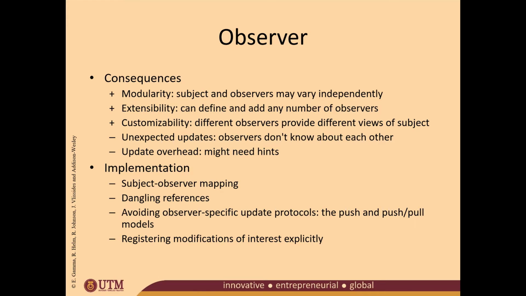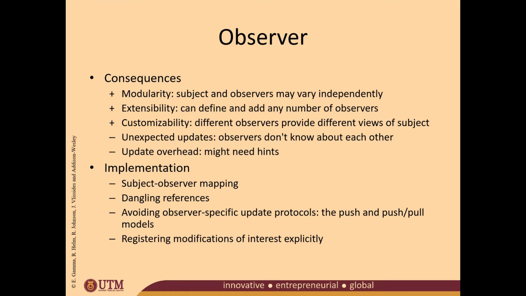The consequences: there are, of course, good and bad consequences in the Observer pattern. The good consequences: it applies the modularity design principle. Subject and observers may vary independently. They do not have to be an instance of, or implement, type relationships. Then extensibility: you can add more and more classes that depend on the specific class, with no hassle.